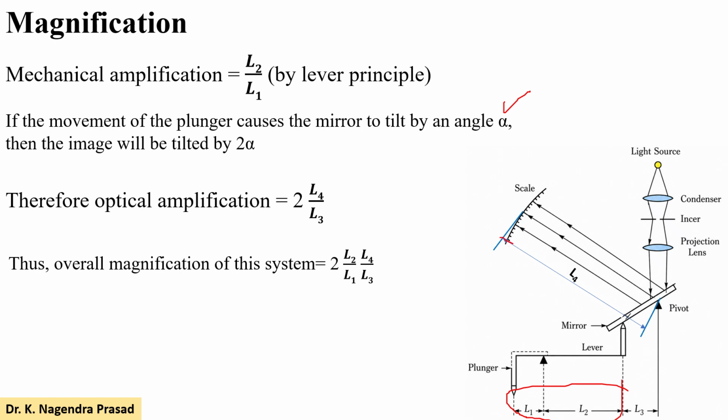So this is L4, the length from the pivot to the optical scale, and L3 is the distance between the pivot and the lever end which contacts the mirror. This length we are calling L3. So the optical magnification is 2 into L4 by L3. Then the overall magnification of the system is 2 into L2 by L1 into L4 by L3.